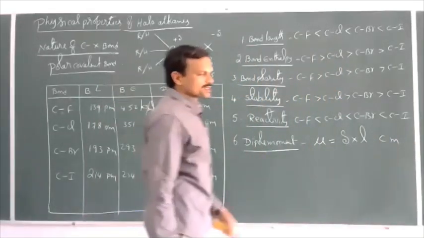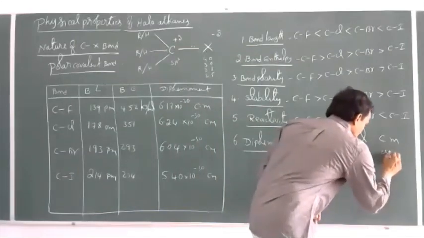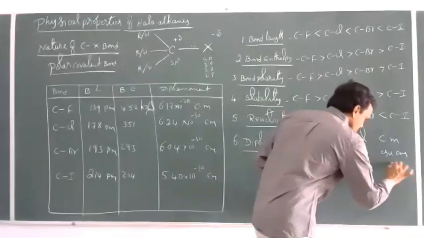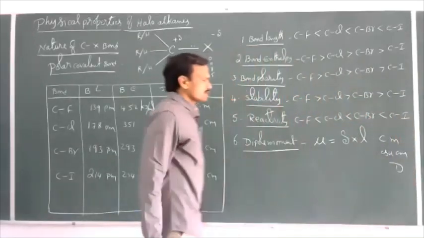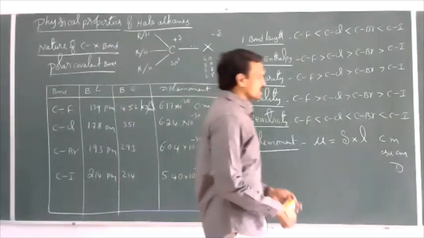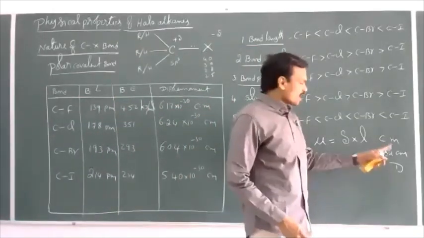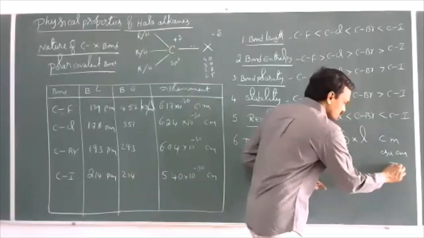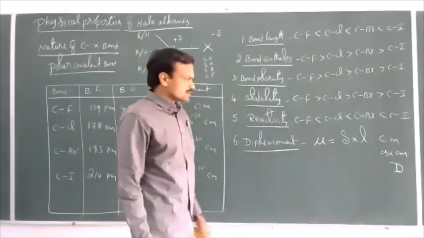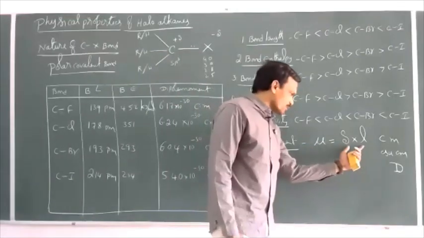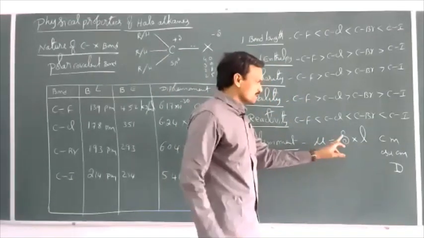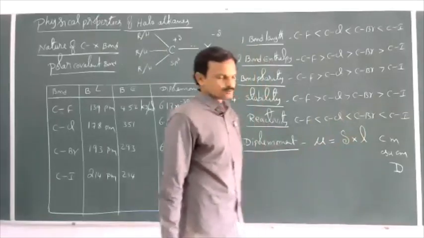Or we can also express it in terms of charge in electrostatic units times centimeters, or in terms of debye. As you know, one debye is equal to 10 to the power of minus 18 ESU cm, or one debye is equal to 3.33 into 10 power minus 30 coulomb meter. So this is the magnitude of dipole moment mu. Dipole moment is directly proportional to charge as well as length.